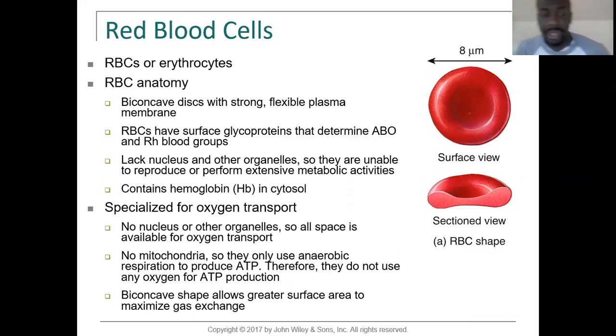And then the last function here is the biconcave shape. Because it's shaped like a donut, that actually increases the surface area of the red blood cell. As a result, it's able to pass oxygen and nutrients as well as carbon dioxide and waste a lot faster than it would if it was more of a spherical or rectangular shape. So by having that shape, it's able to pass things across its membrane a lot quicker than other cells would be able to.